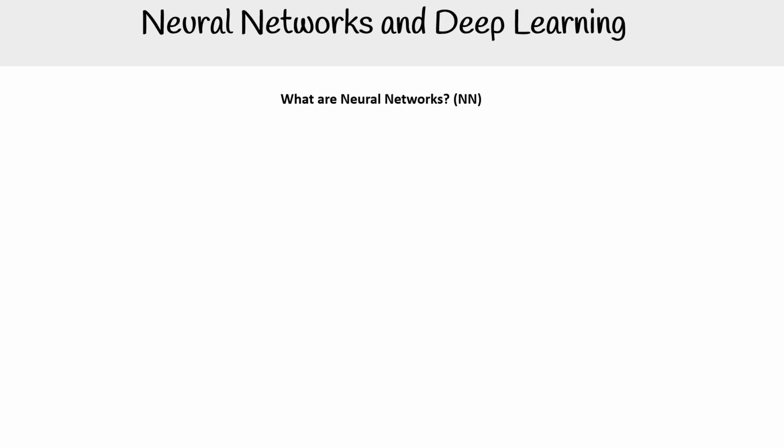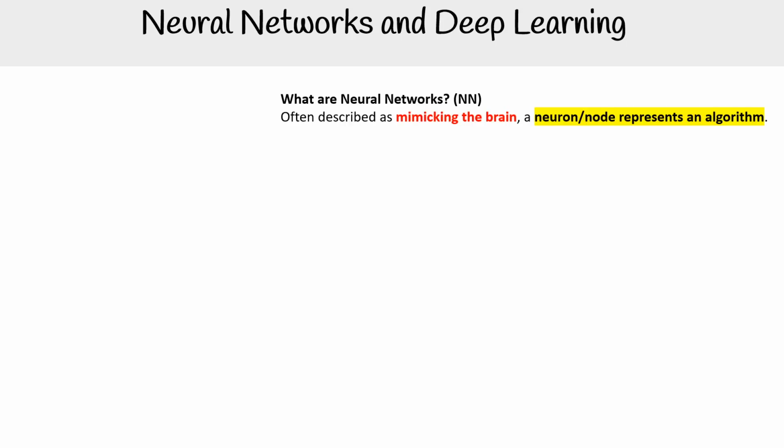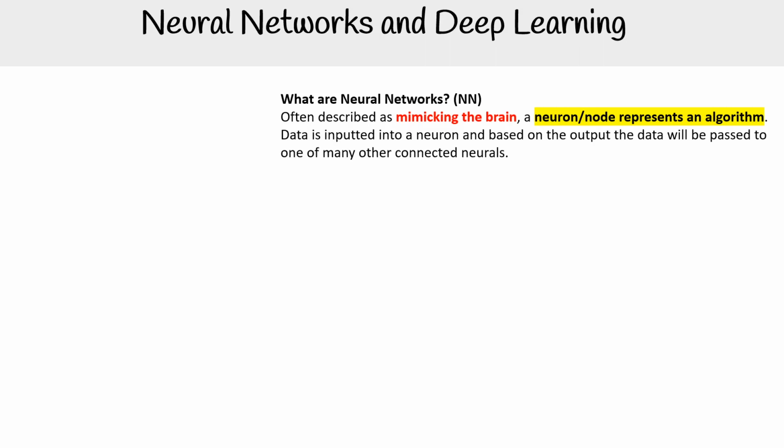So what is a neural network? Well, it's often described as mimicking the brain. It's a neuron or node that represents an algorithm. So data is inputted into a neuron, and based on the output, the data will be passed to one of many connected neurons. The connections between neurons are weighted.